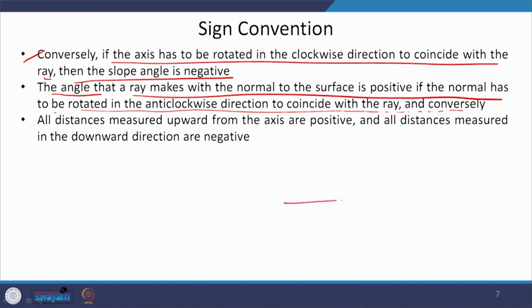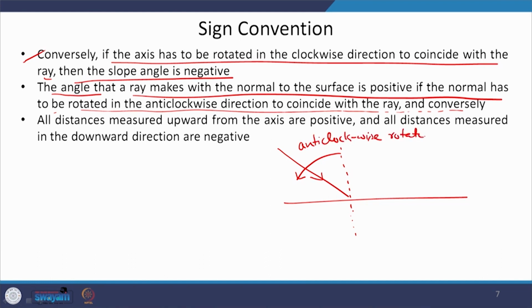Suppose this is an interface and the ray is falling here, and this is the normal to the interface. Now, if this normal has to be rotated to coincide with the direction of the ray, then you see that this is the direction of rotation, which is anti-clockwise. And therefore, this angle, what would it be? Since it is anti-clockwise rotation, this angle would be treated as a positive angle.